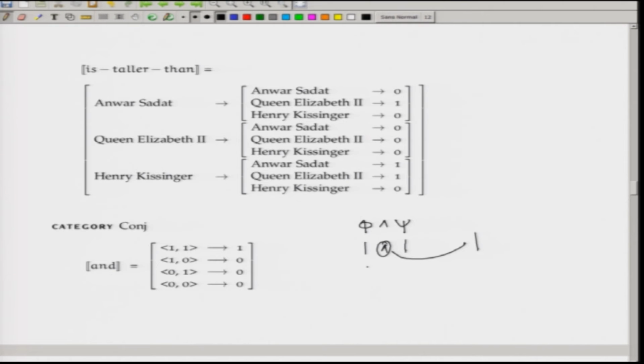So, if phi is 1 and xi is 0, you get 0, and then 0 1 also once again gives you 0, and 0 0 definitely gives you 0. This is from the very meaning of AND.